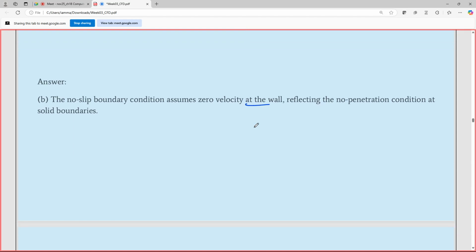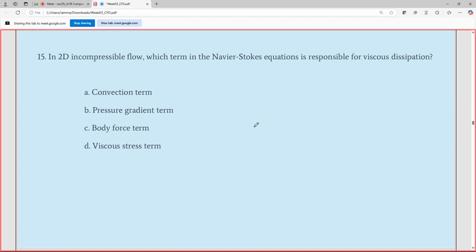Okay, moving on to the next question. In a two-dimensional incompressible flow, which term in the Navier-Stokes equation is responsible for viscous dissipation? Options are option A, convection term, option B, pressure gradient term, option C, body force term, option D, viscous stress term. Simple question, you can directly answer.